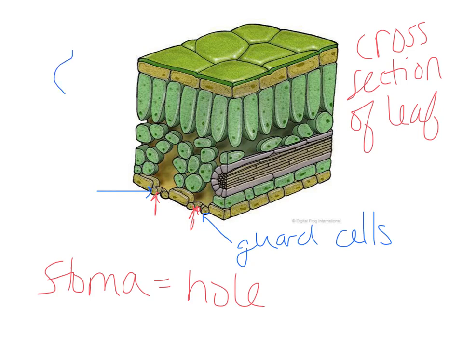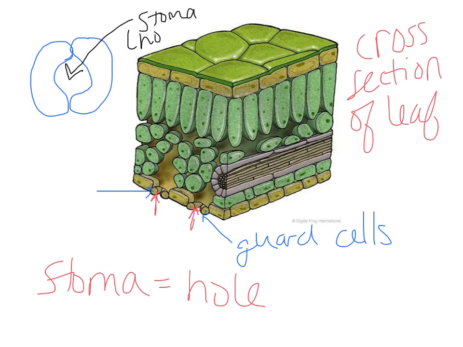Kidney beans are shaped like this. And so they have a hole right here in the middle of them. And that is that stoma, which is the hole. And then these guard cells are right here on either side of it. And we'll talk more about the guard cells when we talk about water leaving a plant. But all I want right now is for you to be aware that they exist and that they're what control whether that hole is open or not.